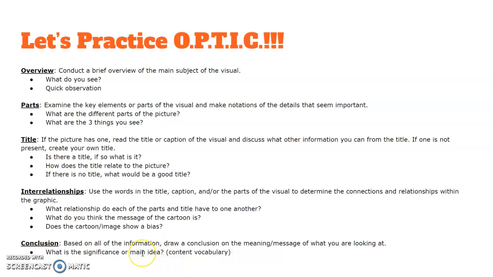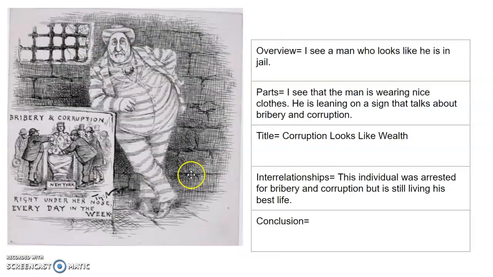Okay. What is the main idea? You're trying to draw, like, at the end of the day, what are you looking at? What is this telling us? And you can use all of the parts from Optic to sort of tell you that.